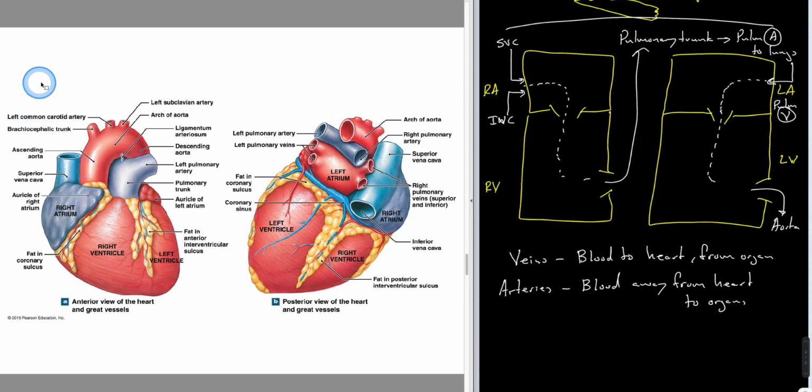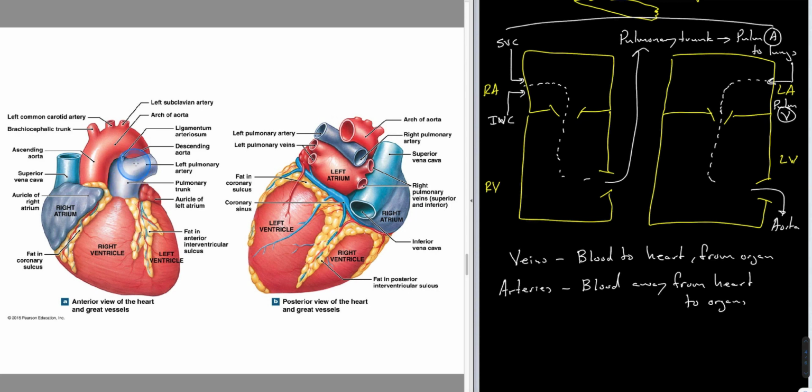So if we're bringing blood back from the body, here's the superior vena cava, we're bringing it to the right side. There's the right atrium, there's the right ventricle, and now we pump it out the pulmonary trunk. Well, this is blue. It's oxygen poor. However, it is delivering blood away from the heart to organs. It's going to the lungs. So it is an artery, but it's carrying oxygen poor blood, and that's why it's blue.